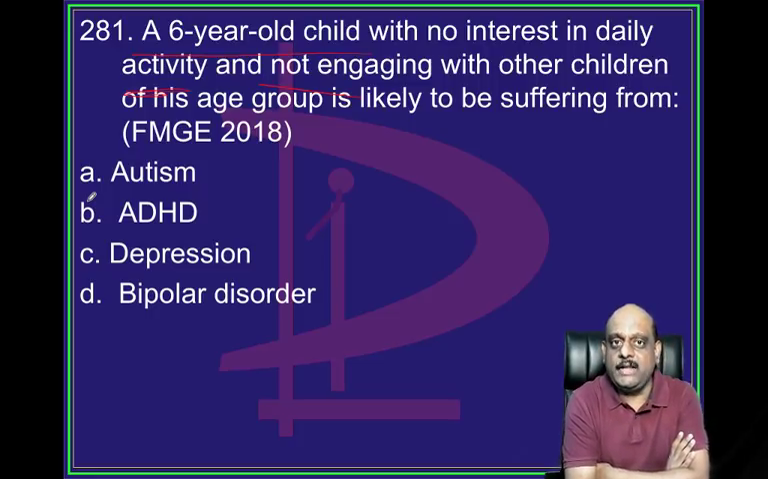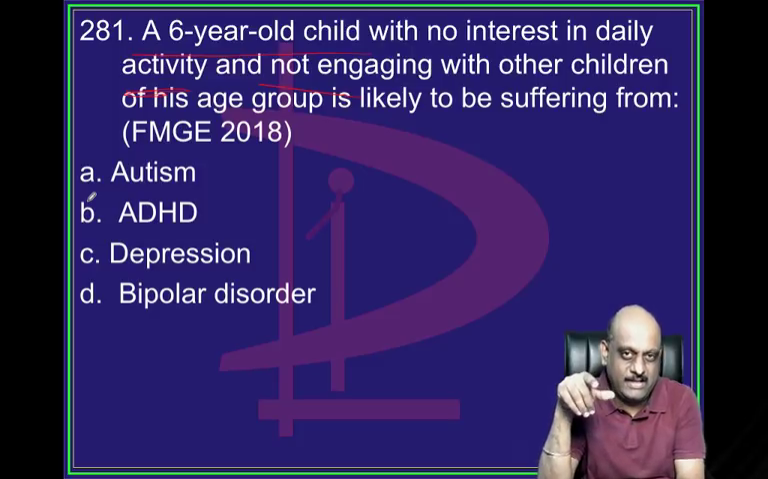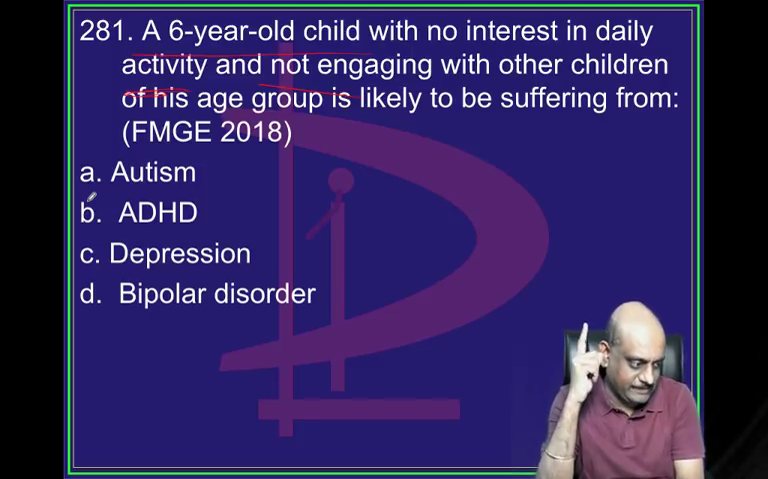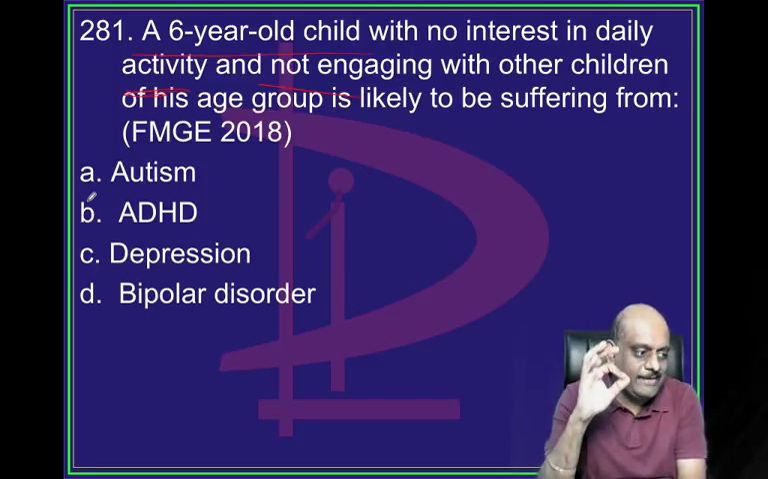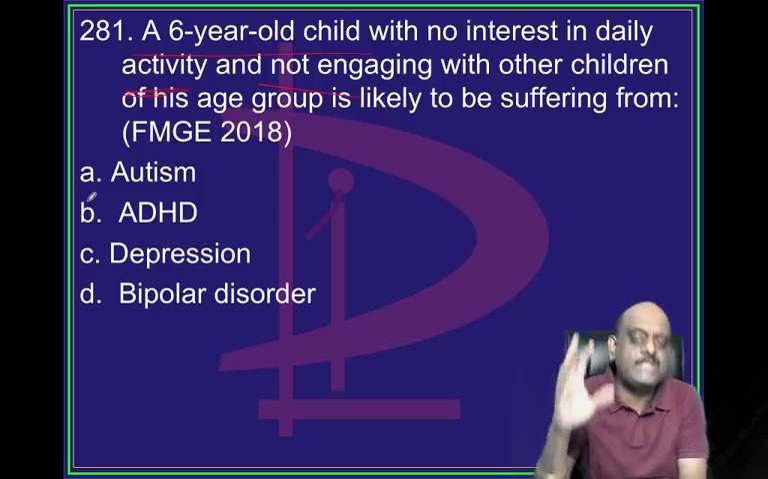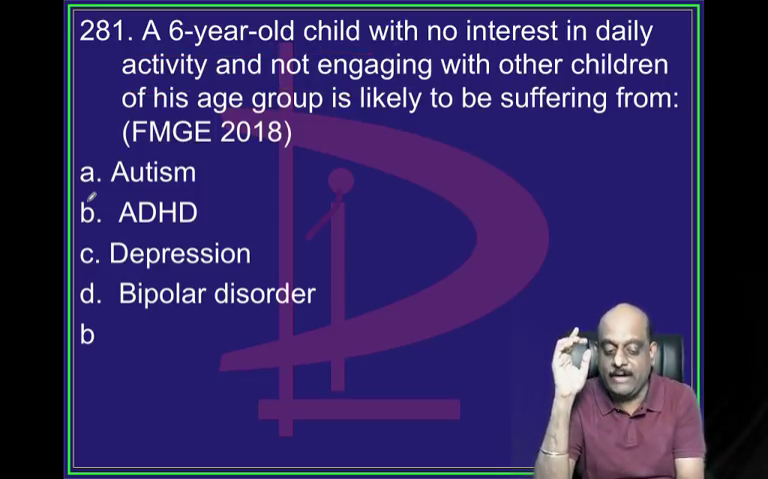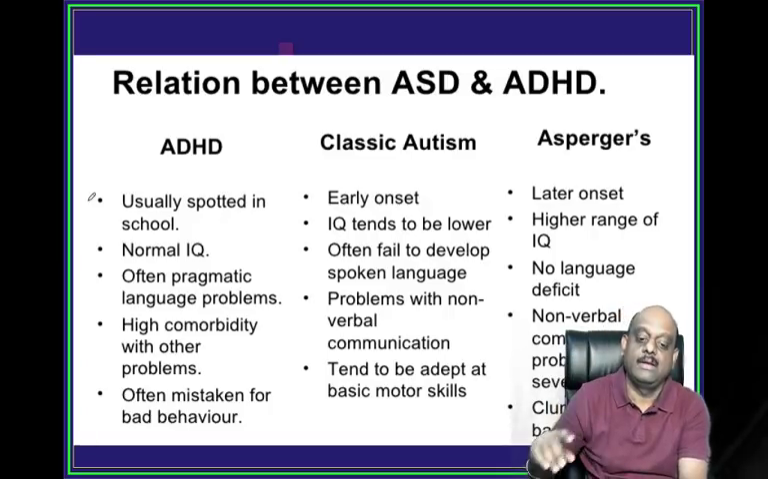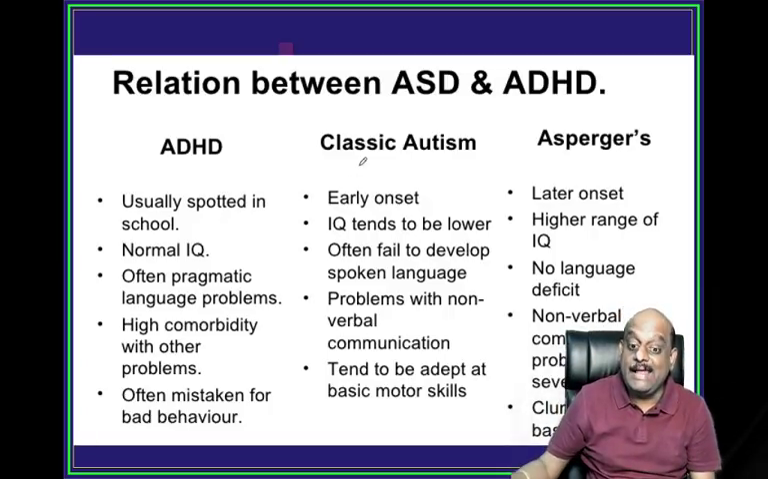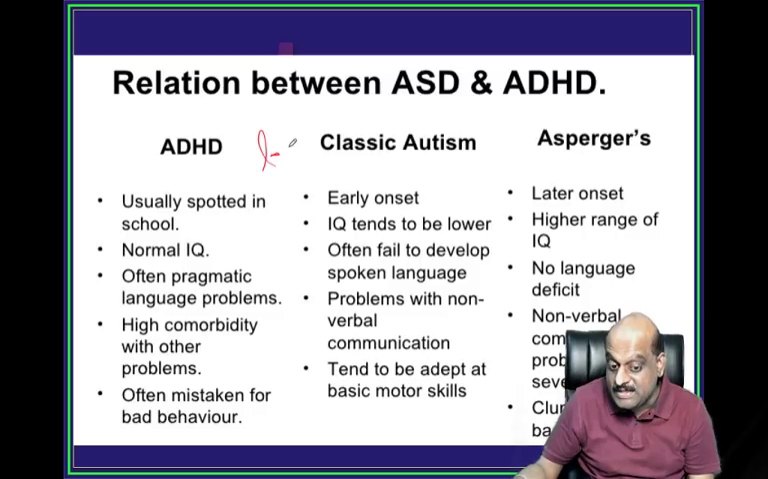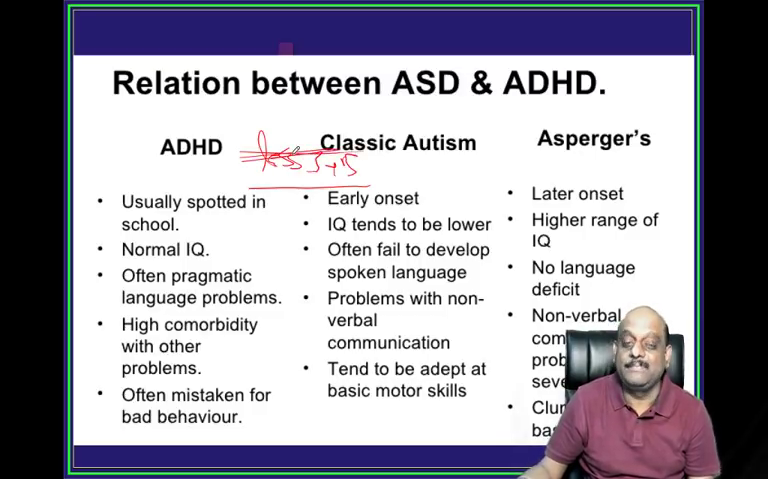मैं भी सोचा ऑटिज्म, but this cannot be autism only for one reason. What is the typical age of onset of autism, doctor? Favorite question of the examiner. Typically less than 3 years. Less than 3 years should be there to call it as autism.